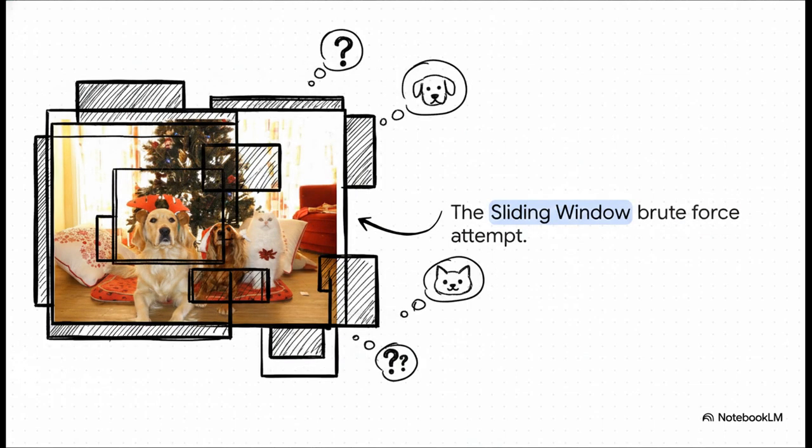So how did engineers first try to tackle this variable number problem? Well, they used a brute force approach called the sliding window. Honestly, the idea was kind of naive, but logical. You just have the AI scan a small window across the entire image, moving pixel by agonizing pixel, and asking at every single stop, hey, is there a dog in this exact crop, a cat, or just background?